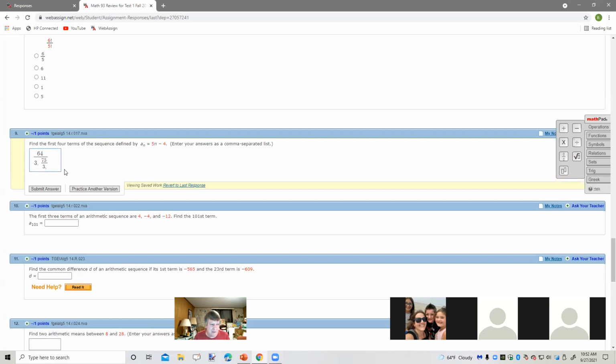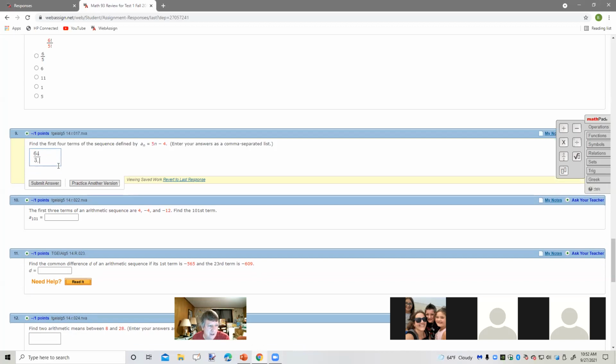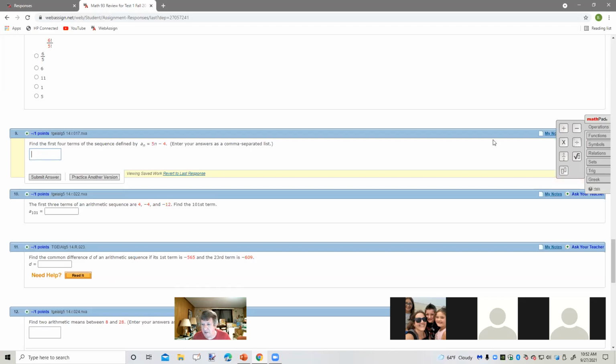Is that what's happening? Yes, exactly. Okay, so what you've got to do is, after you put in the number, use the right arrow key on your keyboard and move so that you're outside of the fraction. Okay? Okay, thank you.